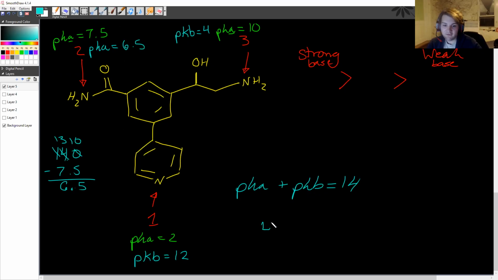And so we have 4, which would be stronger than 6.5, which would be stronger than 12. The same way that we can say low pKa means strong acid, we can say low pKb means strong base. So the strongest base in this case would be 3, followed by 2, followed by 1.